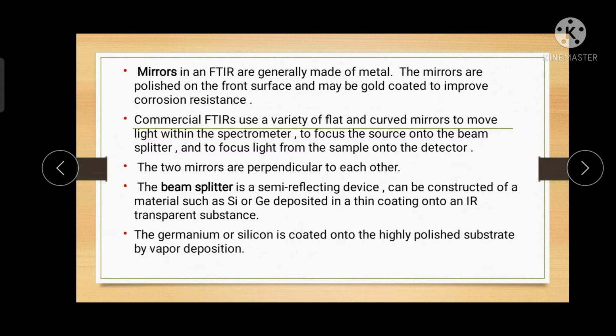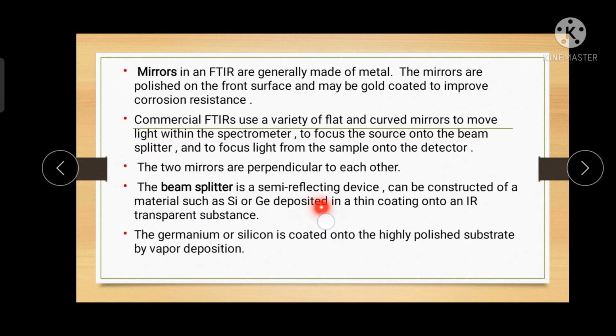And after that, the light from the sample is again focused onto the detector, and this is also done with the help of these mirrors. So the mirrors play a very important role in an FTIR spectrometer. The two mirrors are perpendicular to each other. That means the fixed mirror and the moving mirror are perpendicular to each other in an FTIR spectrometer.